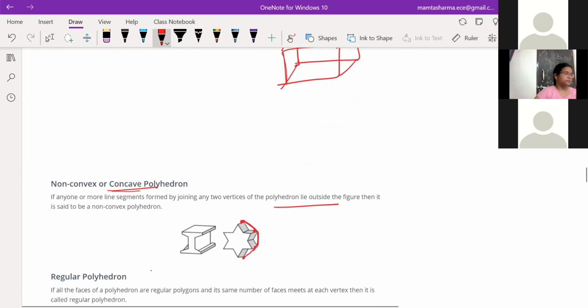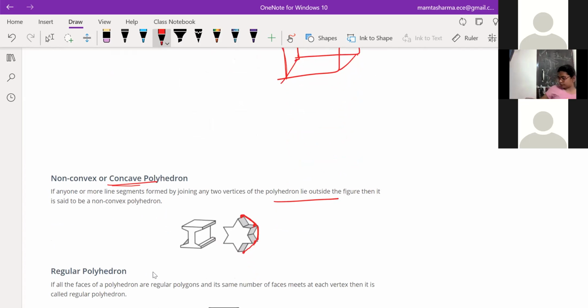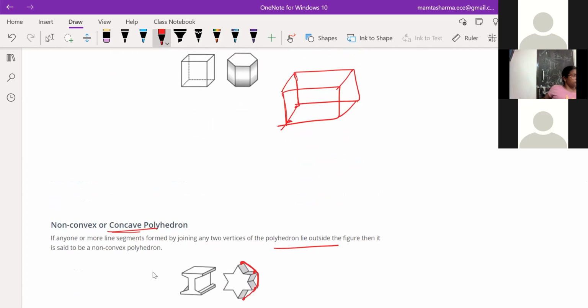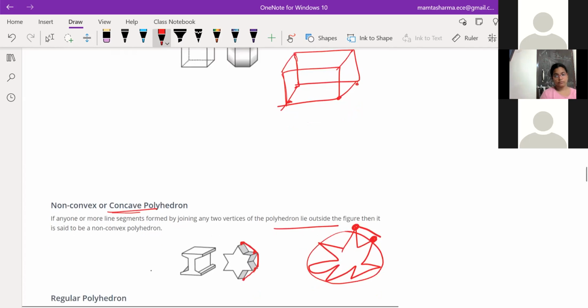Okay. In a concave type polyhedron, if we can join two vertices and draw the line outside of the shape, then it will be a concave type. Here we can't join any two vertices outside of this shape. In this figure, these two vertices can be joined, and this line is lying outside of this shape. So this shape will be of concave type. Okay, done.